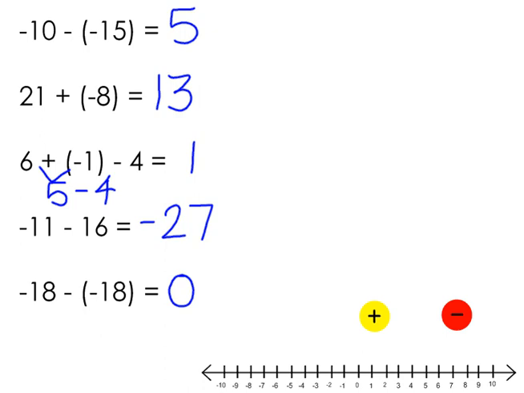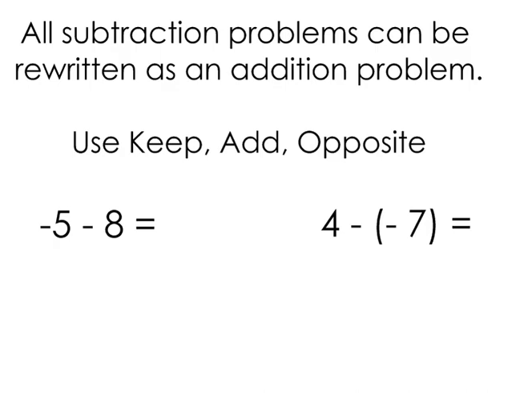All right, and then one last part for your notes. You may have noticed that anytime you are subtracting, you can also rewrite it as an addition problem. So what we're going to use for that is keep, add, opposite. If you want to use KAO to set up your columns, you can do that. So the first example using keep, add, opposite, you're going to put lines just around your subtraction sign. And remember, this is only for subtraction. If it's addition, you already know what to do.